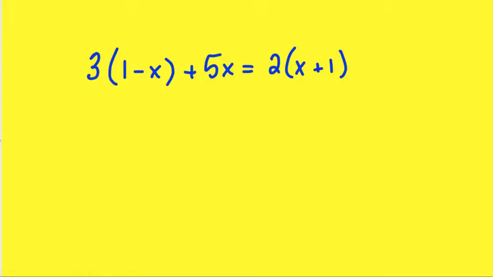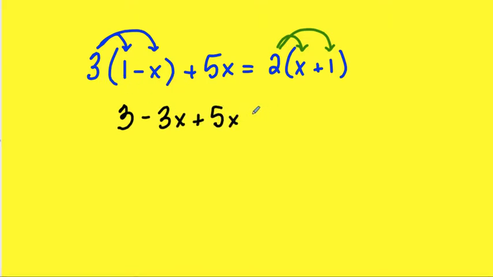All right, so now I've got parentheses on both sides. So again, I want to simplify both sides before I balance. So I'm going to distribute my 3 and I'm going to distribute my 2. All right, take a second and do that and let's see if we've got it right. So hopefully you got 3 minus 3x. Very careful to make sure that 3 gets to everything. Plus 5x equals 2x plus 2.